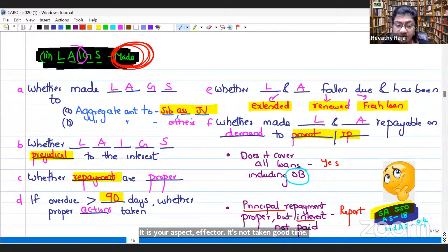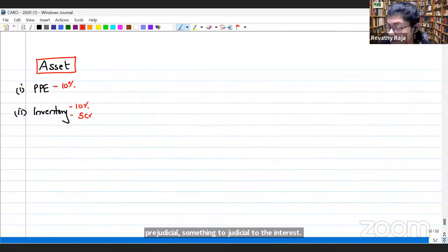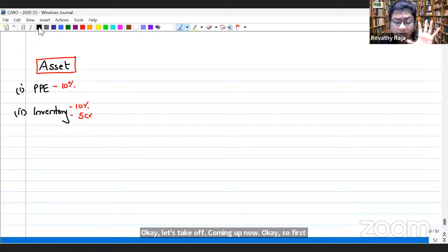Kritika, second point is loans, advances. Prejudicial means adverse. Like I said, the interest rate is very less. Prejudicial: without security they are giving. It may be prejudicial, something prejudicial to the interest. Okay, Ritika? So first 2 points, for our remembrance sake, we said asset related: PPE and inventory.